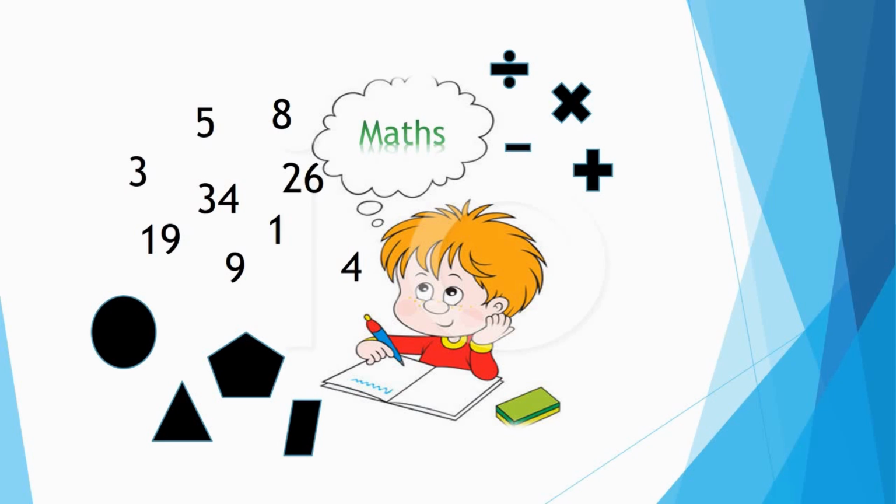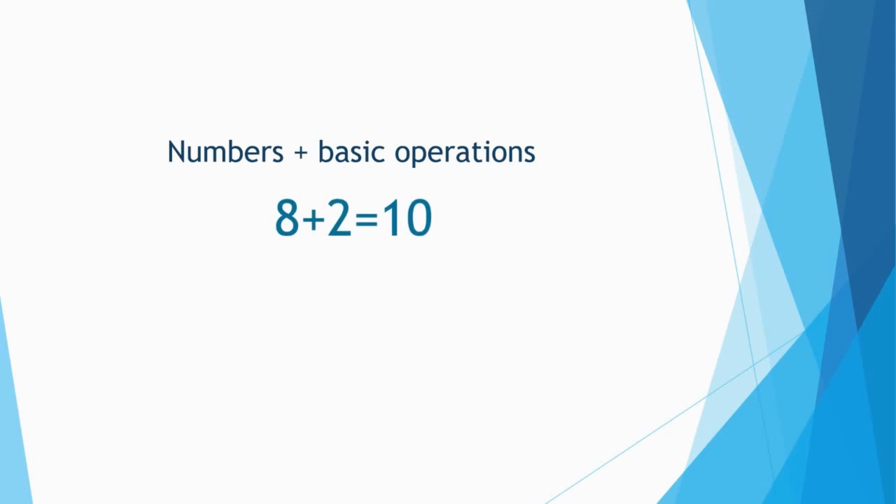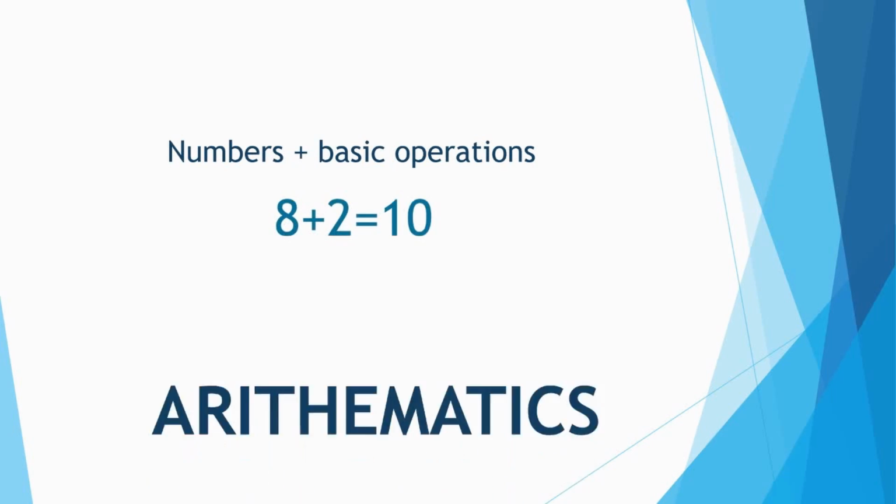When you hear the word mathematics, what comes to your mind? Numbers, patterns, addition, subtraction, multiplication, etc. Isn't it? Yes, you're right. But it's something more than that. It matters in our everyday life. Now, let's get in touch with an area of mathematics, algebra, through arithmetic. The area of mathematics where numbers are combined with basic operations and their calculation forms arithmetic. For example, 8 plus 2 equals 10.